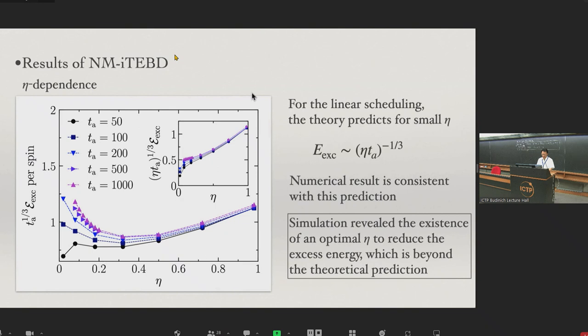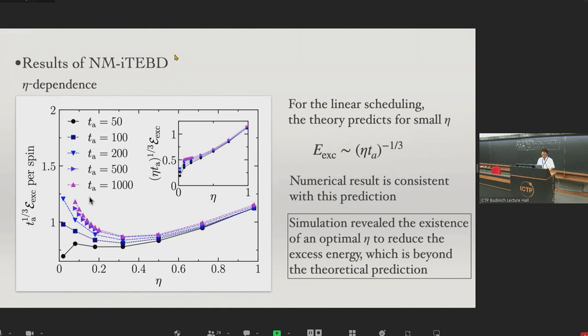This figure shows the excess energy scaled by annealing time, and the horizontal axis is system-bath coupling. For the linear schedule case, the theory predicts that for small eta, the excess energy is scaled by this formula. And if we plot the excess energy multiplied by TA to the power 1/3, the excess energy should follow a single curve as a function of eta.